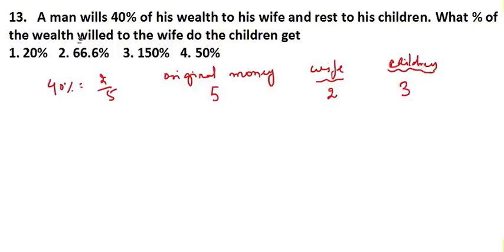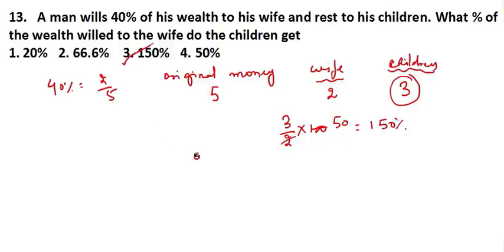Now it is asking what percent of the wealth the wife gets do the children get? Means the money the children got is what percent of the money that the wife gets? It simply means 3 by 2 into 100, which is 150%. So option 3 is the right answer.